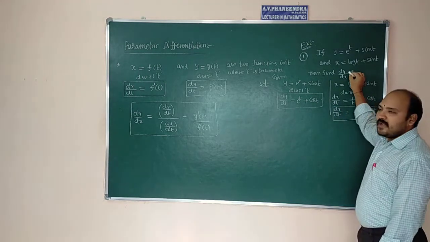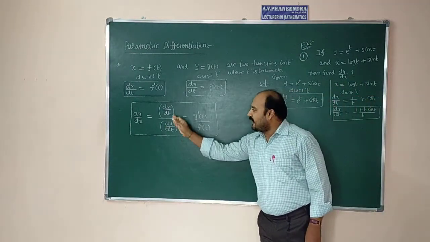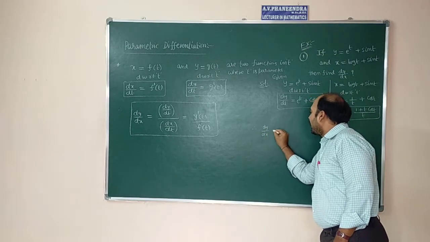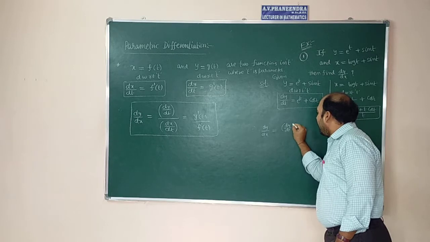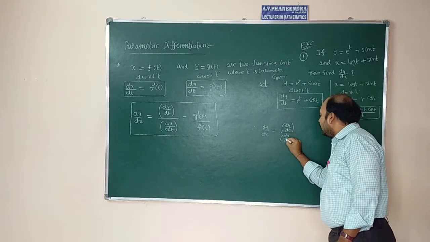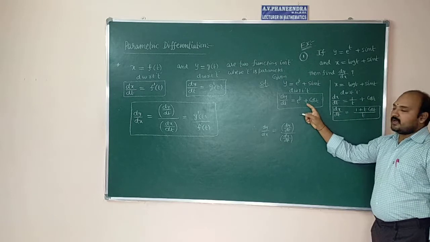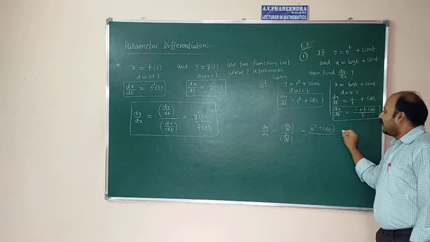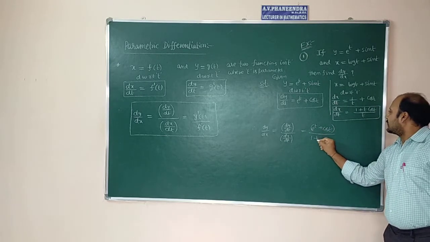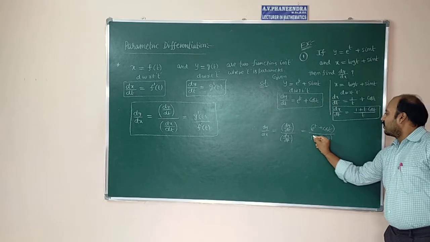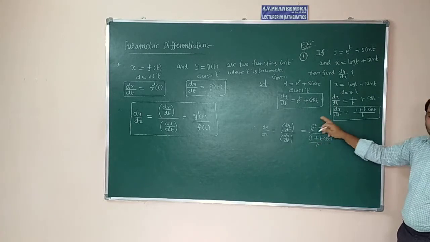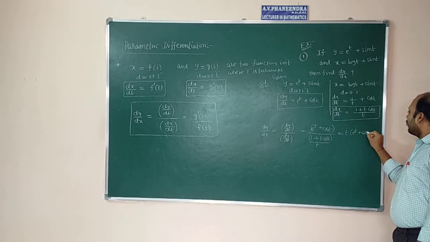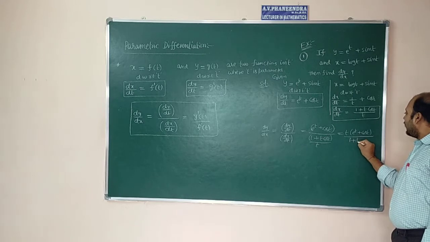They are asking to calculate dy by dx. Again, dy by dx means dy by dt by dx by dt. Therefore dy by dx is equal to dy by dt whole divided by dx by dt. What is the value of dy by dt here? E power t plus cos t, whole divided by dx by dt. This value is 1 plus t cos t divided by t. So the denominator of the denominator will become the numerator. Therefore dy by dx is t into e power t plus cos t, whole divided by 1 plus t cos t.